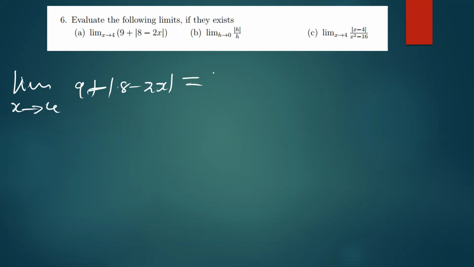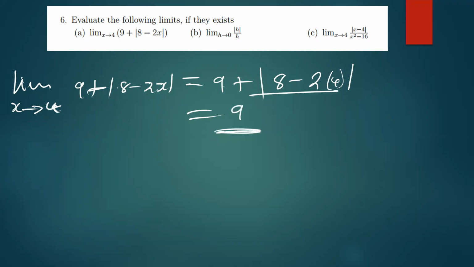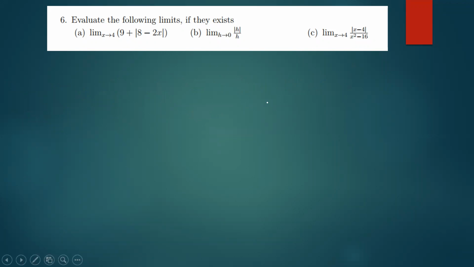This one is equal to, so where there's x, I'm going to be replacing it with 4 in this expression. So this is going to give us 9 plus 8 minus 2 times 4. When you do the subtraction, this part will give you a 0. The absolute value of 0 is 0. So you just remain with 9 there. Okay, so let's quickly move on to the next one.